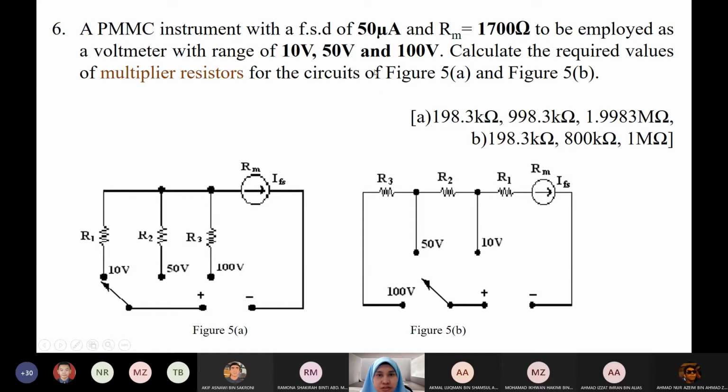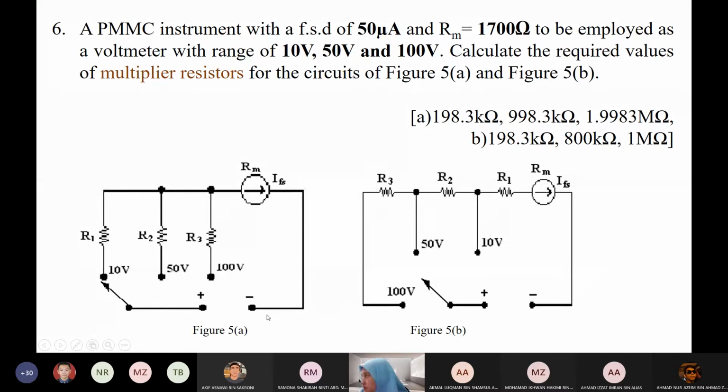Okay, so we want to design a voltmeter with 3 ranges: 10 volt, 50 volt, and 100 volt. Calculate the required values of multiplier resistors for the circuit of figure 5A and 5B. In 5A, the series resistances are connected like this. In 5B, the series resistances are connected like this. Okay, there is a difference.